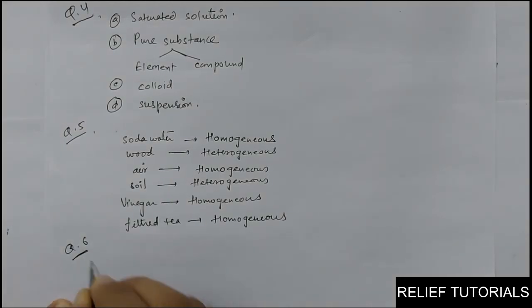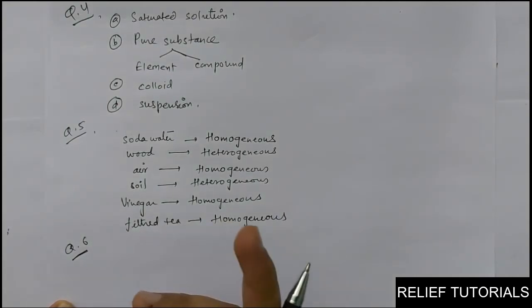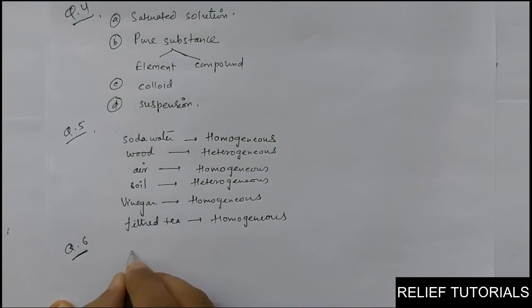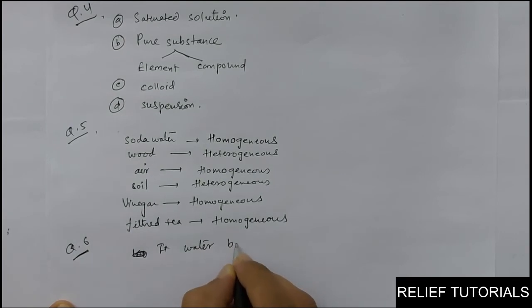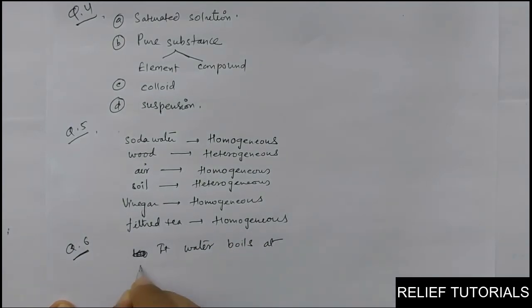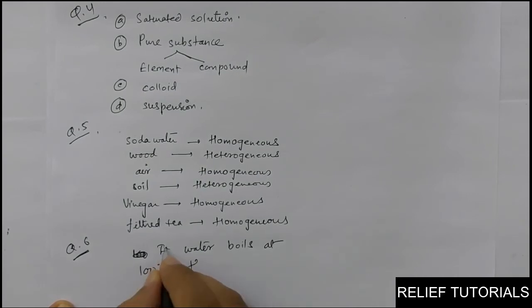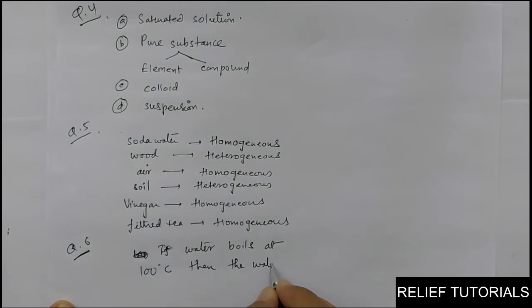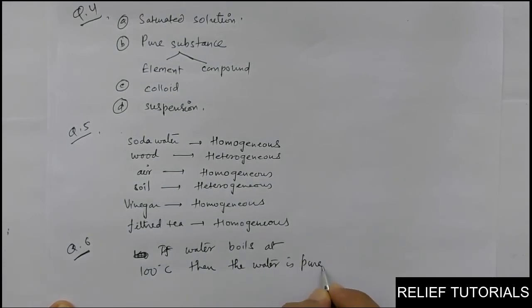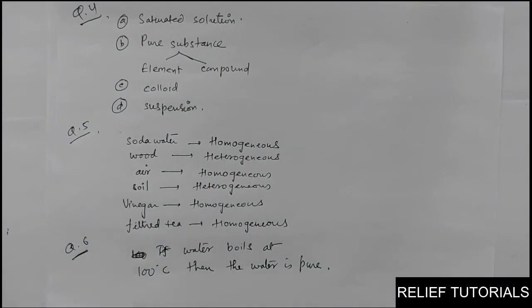See, once the water is pure, its boiling point is 100 degrees Celsius. So if you have the sample of colorless water, you just boil it and note down the temperature. If water boils at 100 degrees Celsius, then the water is pure. And if it boils at more than 100 or less than 100, it means there are some impurities present.